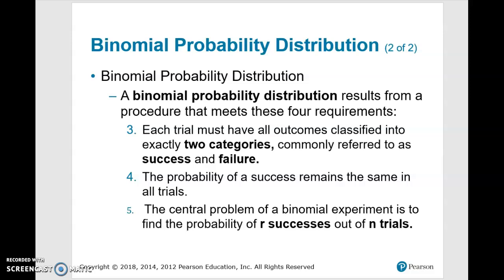Now, thinking of success or failure, it doesn't necessarily always mean that one of those categories means you actually failed. The categories could be like left hand or right hand. Neither one of those is a failure. We just call success or failure a label for our 2 categories. The probability of success remains the same in all of these trials. The central problem of a binomial experiment is to find the probability of R successes out of N trials.